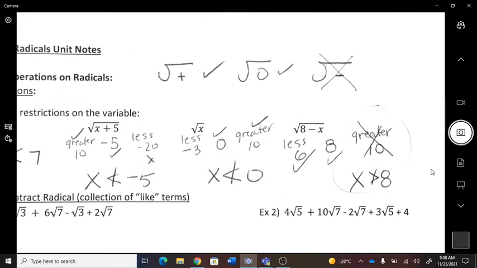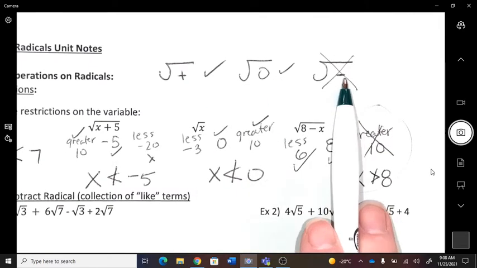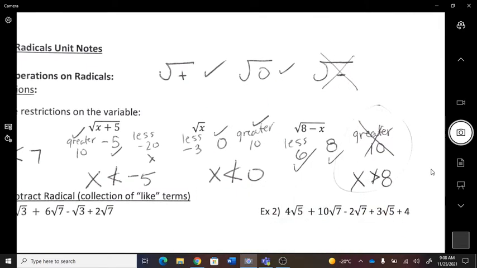Okay, but that's the whole idea there. You can't square root negatives, so you're trying to think about what x numbers will make that negative.